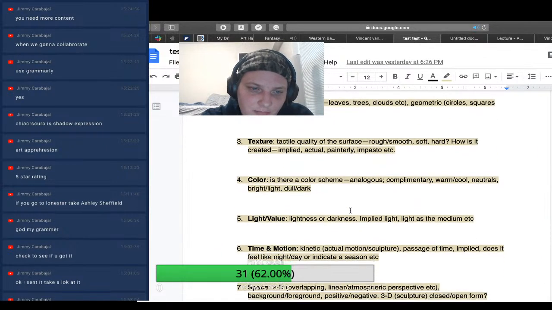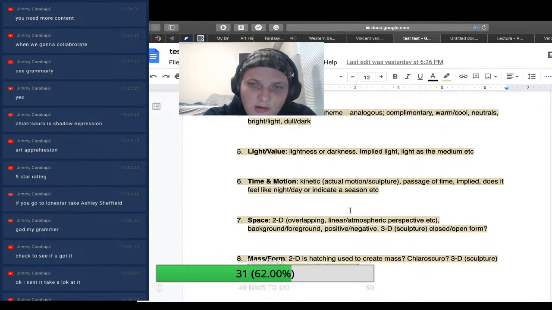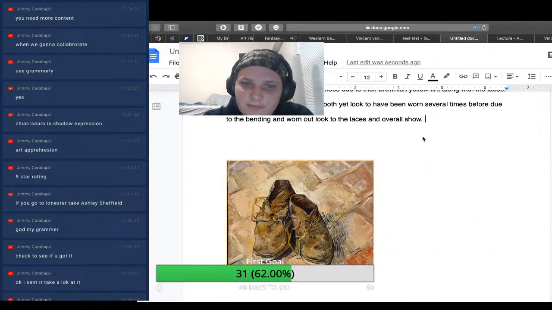Line, shape, texture, color, light. Yeah, we have to talk about light for sure.